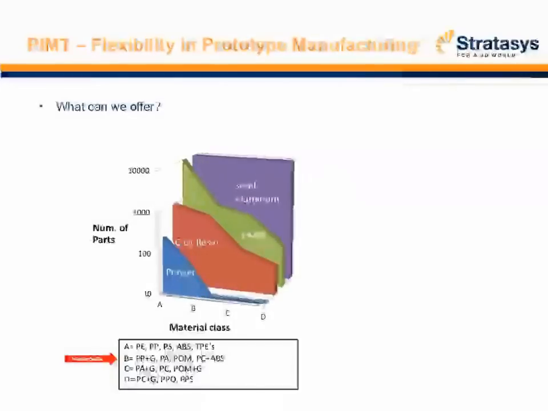Group B includes polypropylene with glass fibers, nylon, POM, and PC/ABS, which is, again, just a few examples. And group C is also possible, using reinforced nylon or polycarbonate parts. But as I said before, the number of parts that you can expect to obtain from a mold decreases when you get to the higher or tougher materials to inject in those groups.